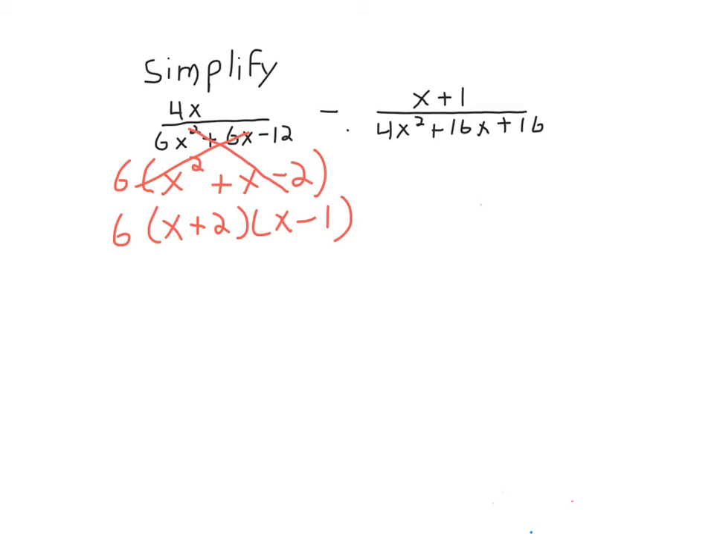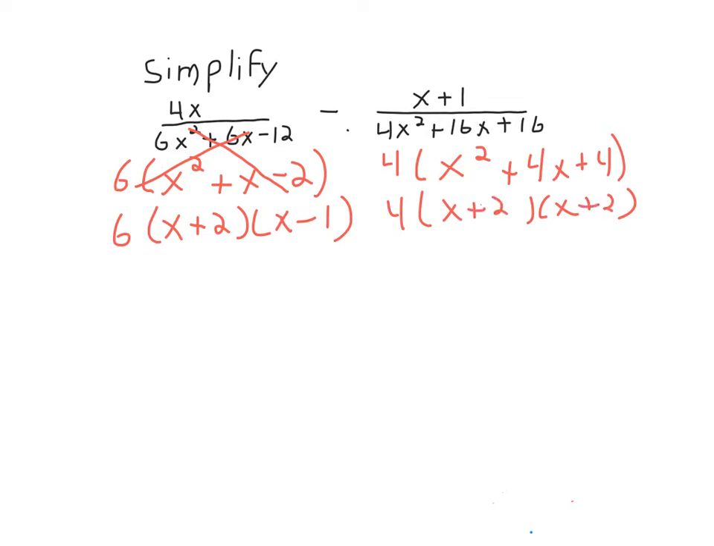Doing the same thing to the other side, it has a common factor of 4. So it leaves me with an x squared plus 4x plus 4. I can see, again, the leading coefficient is 1, so my first terms will be x and x. And our last term will be the factors of 4 that add up to the middle term 4, which is 2 and 2. Now these are common factors, so I'm going to rewrite them using powers. So this is x plus 2 squared.